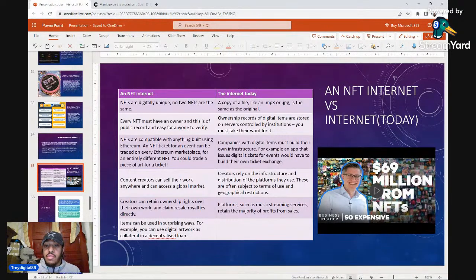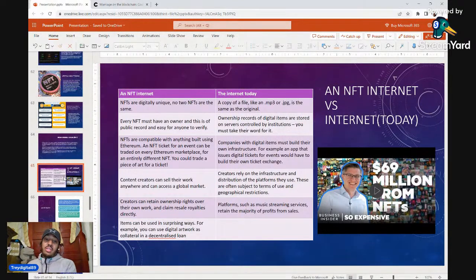Ownership records of digital items are stored on servers controlled by institutions. You must take their word for it. So you see the difference between a centralized system and a decentralized system. A decentralized system is run by the nodes. The nodes are pretty much us, who participate in the network.